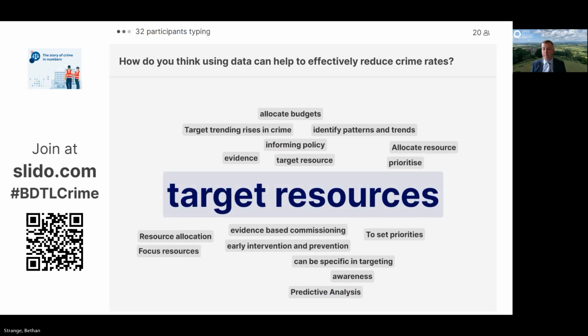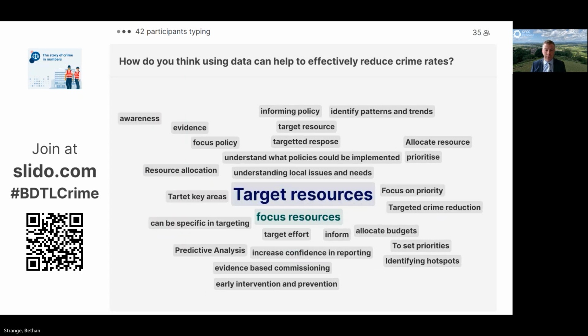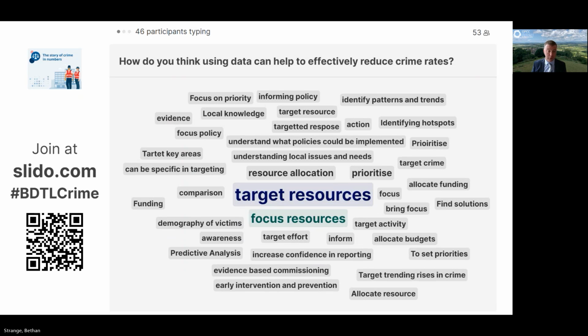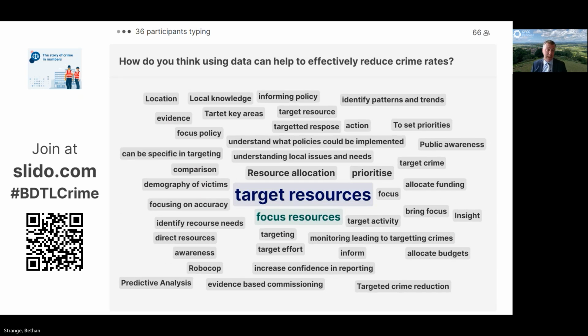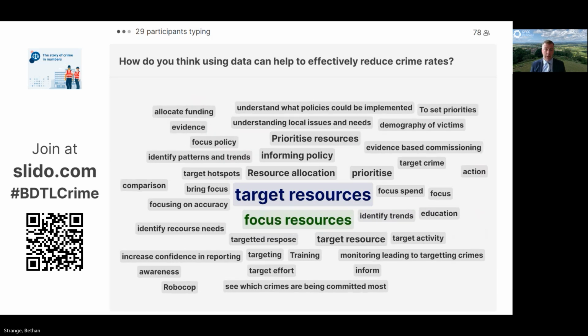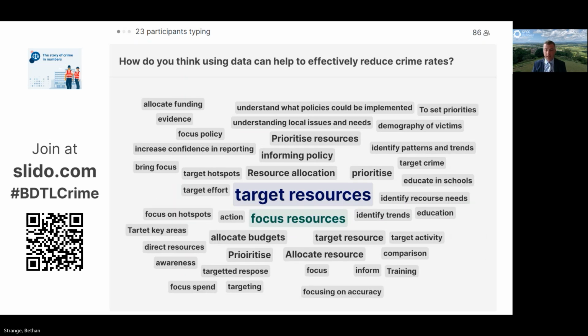This really is a very well informed audience. I'm loving the responses that we're getting coming up already. So target resources, focusing resources, absolutely. Demography of victims, I'm particularly pleased to see on there. Well done, whoever said that, because we can look at the way our diverse communities can be affected by different sorts of crime as well.